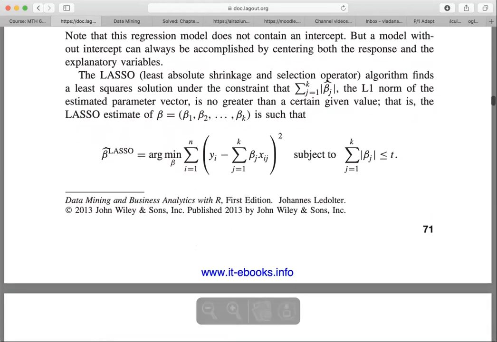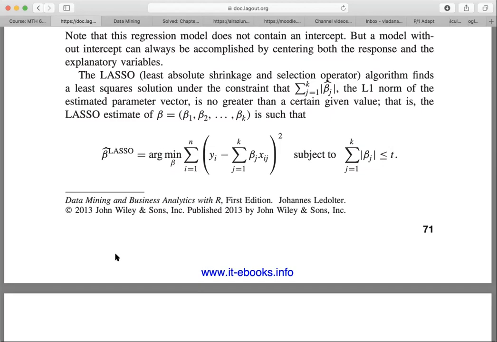The LASSO, or least absolute shrinkage and selection operator algorithm, finds a least squares solution such that beta hat of LASSO equals the arg min of beta of the summation from i equals 1 through n of y i minus the summation of j equals 1 through k of beta j x ij, squared. This is subject to the summation where j equals 1 through k of the absolute value of beta j less than or equal to t. T has to be greater than or equal to 0, which is a tuning parameter that controls the shrinkage applied to the estimates, where beta hat is the standard least squares estimate.